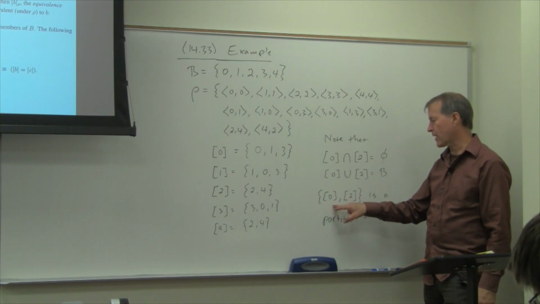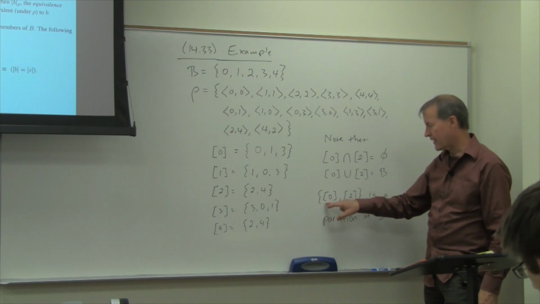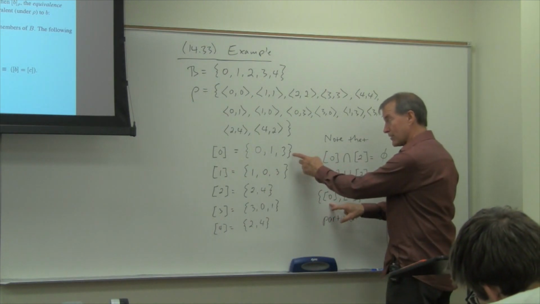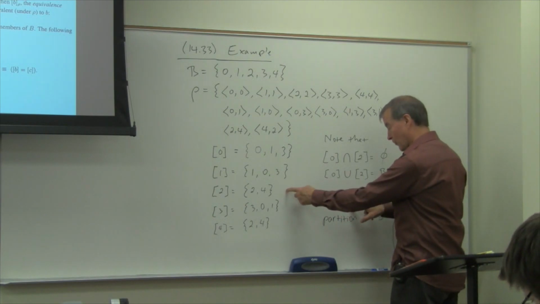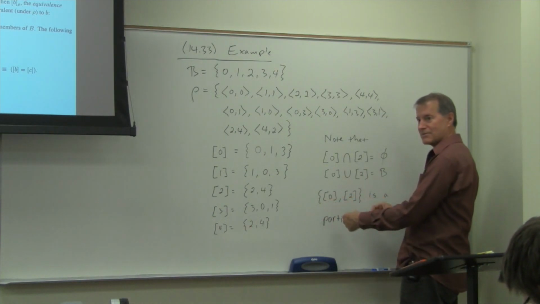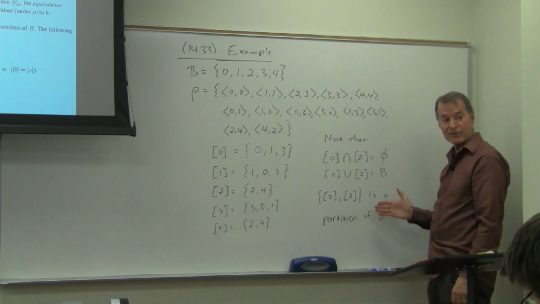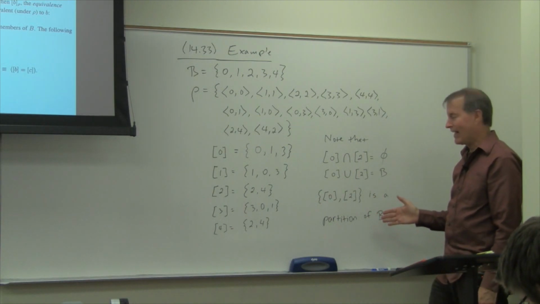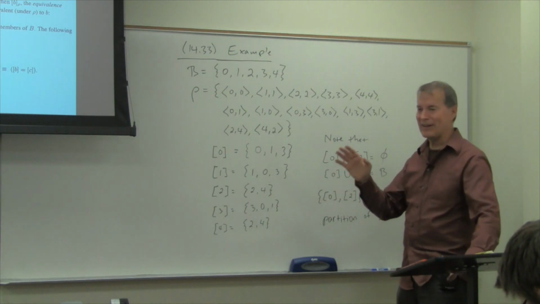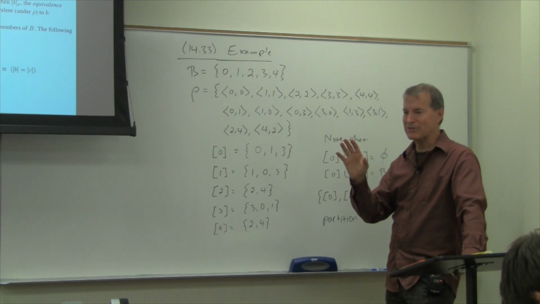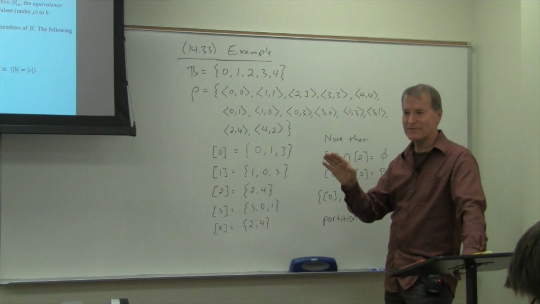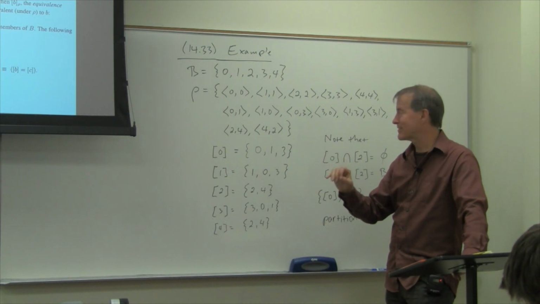If I were to write this out, this would be a brace 1, 2, then a brace 0, 1, 3, and then a brace 2, 4. So this would be a set of sets. And that's a partition. This is quite an amazing thing when you think of it. There's a really cool structure to this. It's a really nice discrete structure.